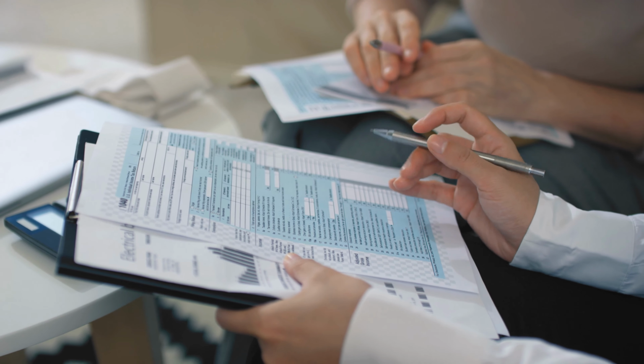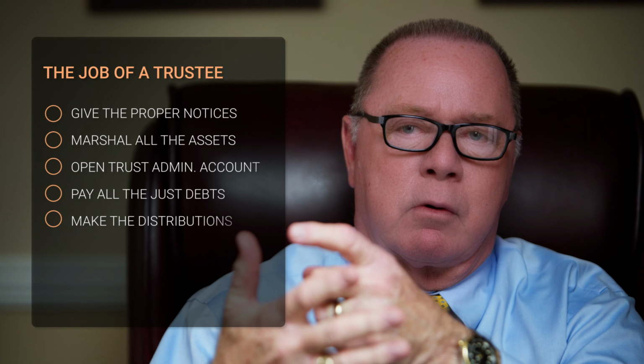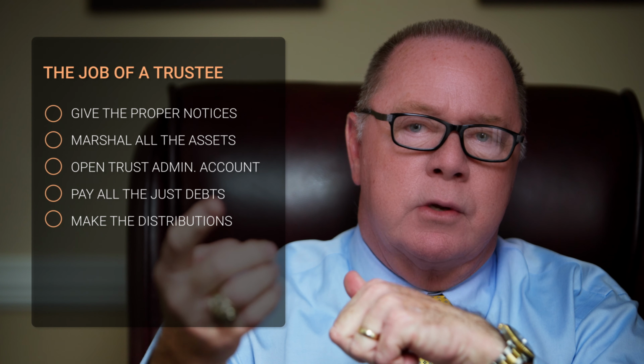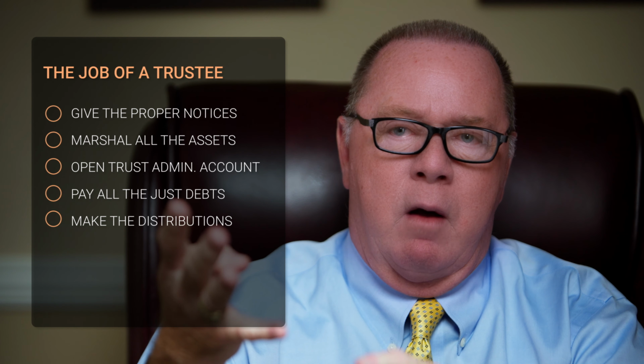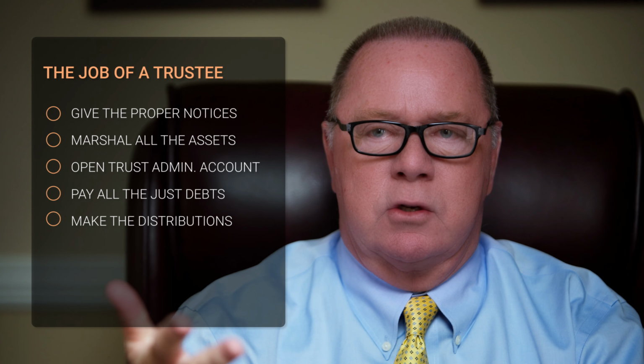When all of these things are accomplished, then the last part of this is to make the distributions. That's the 5th task group. So again, give the notices, marshal the assets, open the trust administrative account, pay all the just debts, and then make the distributions. All right, so that's the task groups or the job of a trustee.